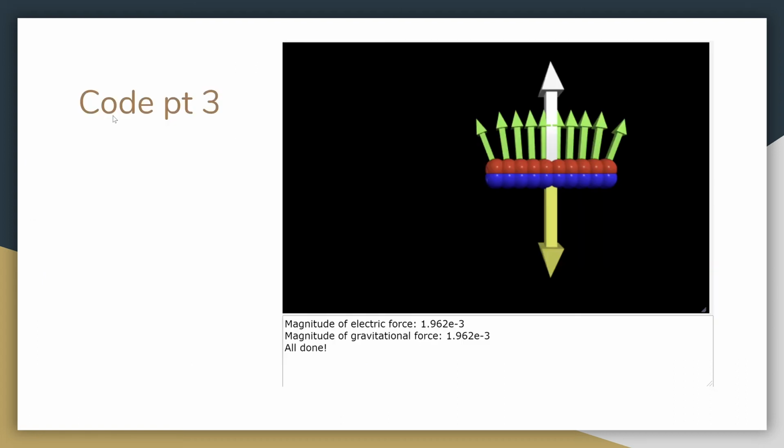And then the code will output this display. The green arrows represent the electric field at the location of the upper tape by the lower tape. The white arrow represents the electric force on the upper tape by the lower tape, and the yellow arrow represents the gravitational force on the upper tape.